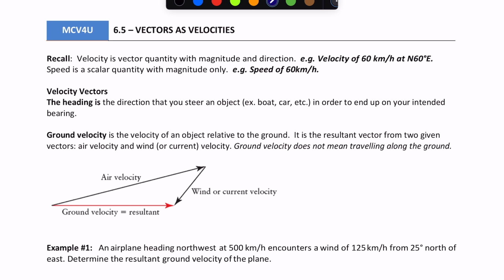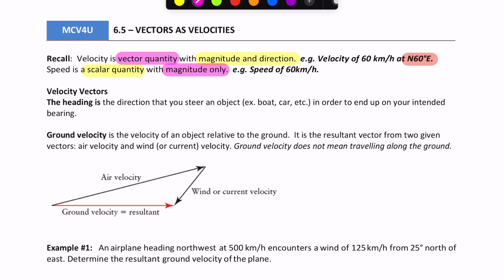So if you recall, velocity is a vector quantity with magnitude and direction. An example: a velocity of 60 kilometers per hour at 60 degrees north of east. That indicates a direction. Speed, however, is a scalar quantity with just the magnitude. For example, a speed of 60 kilometers per hour.